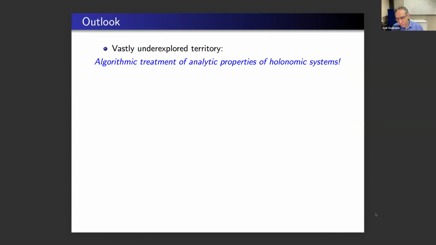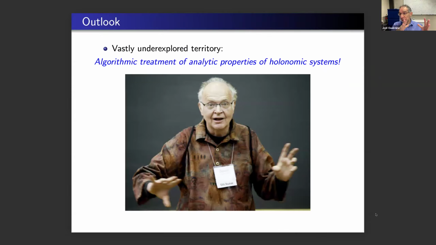So what's the outlook? Well, holonomic sequences, holonomic techniques, it's a classical field of study. The algebraic treatment is very well understood. But the algorithmic treatment of the analytic properties is wide open. So it's ripe for further research, or perhaps, as Don Knuth might say, for transferring some of the art into science. Okay, so thanks.